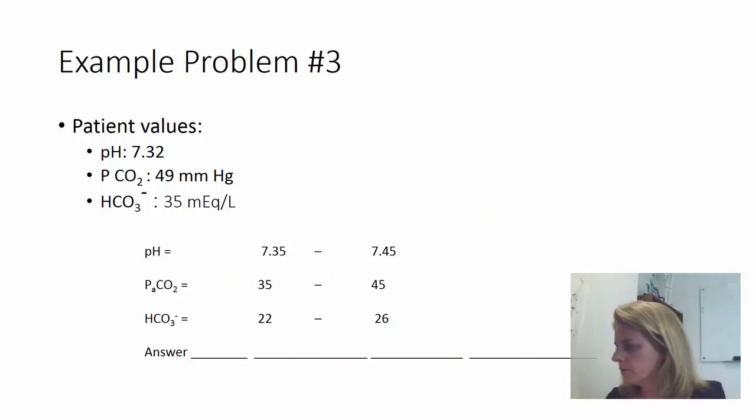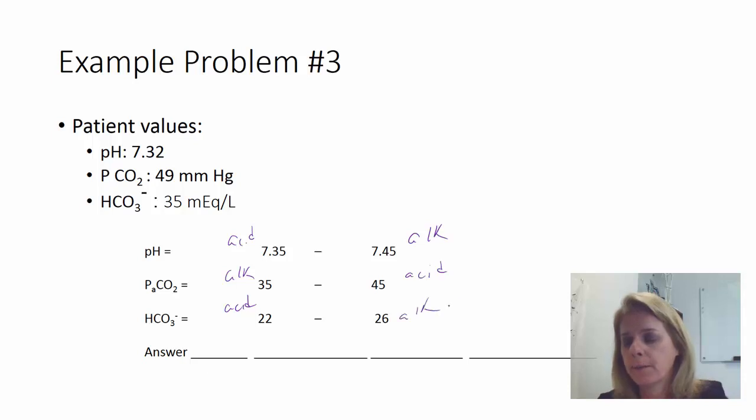Let's do number 3. So what do we do? Acid, alk. Acid. Alk. Okay? Where's our pH? 7.32. It's out of whack. Where's our CO2? Over here. Where's our bicarbonate? Ooh, that's different.